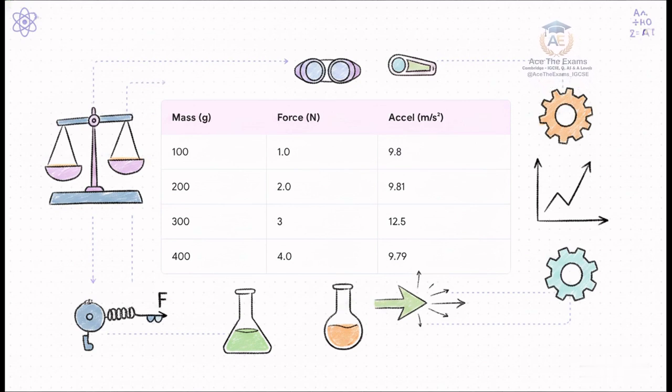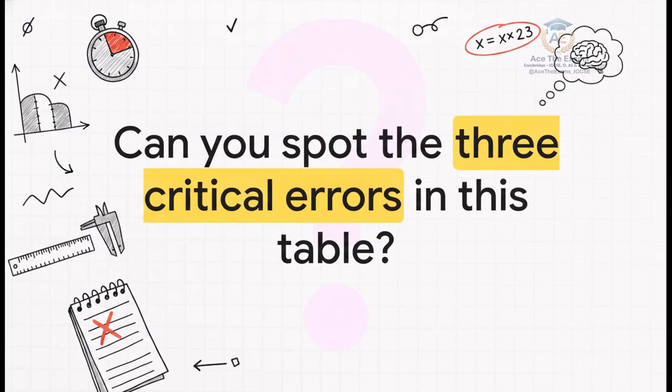Scan these numbers. Really look at the columns. Take a second to mentally red pen this data. What did the student do wrong with their variables and recordings? Pause and predict. If you were the Cambridge examiner holding the red pen, where are you deducting marks before this student has even plotted a single point on a graph?